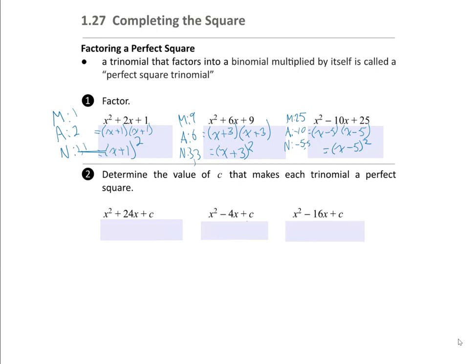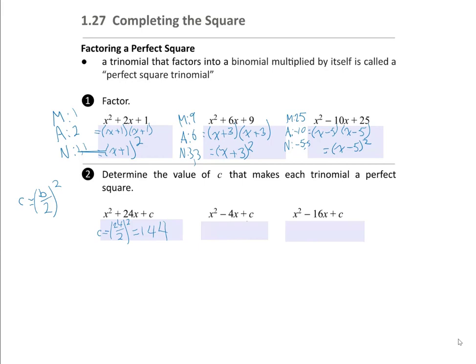And in our next set of questions, we actually have to determine the value of c that makes a trinomial a perfect square. In this case, c is always equal to half of b, squared. So c always equals b divided by 2, squared. You can use this to solve for each of these. If we have c equals 24 over 2, and then square it, we'll get the c value. 24 divided by 2 is 12. 12 squared, you should get 144.